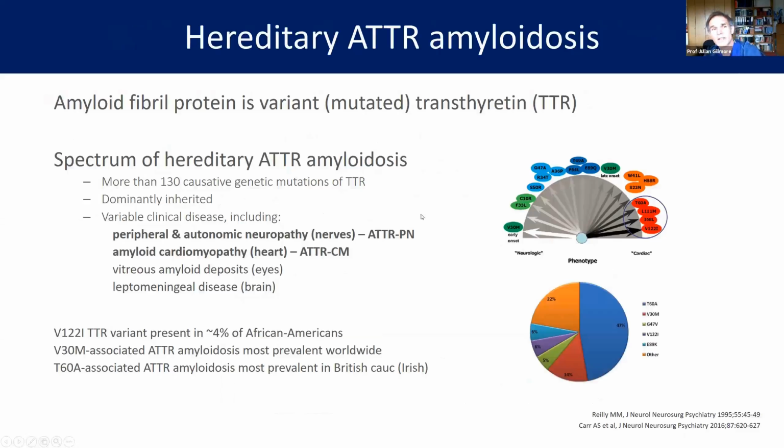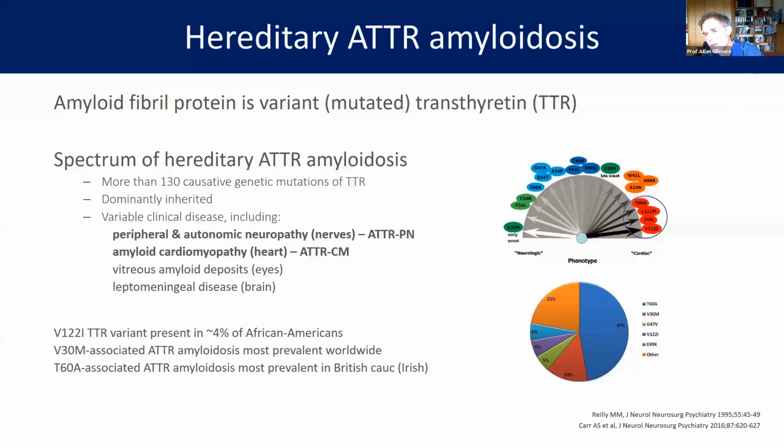Just suffice to say that, as Mary alluded to, there are more than 130 genetic mutations of the TTR gene that can give rise to hereditary ATTR amyloidosis, which, as she talked about, causes both a cardiomyopathy and a peripheral and autonomic neuropathy. So it affects typically both the heart and nerves. And there are different mutations that tend to give more of a neuropathic picture, and other mutations that tend to give more of a cardiomyopathy and little in the way of neuropathy, but there's a lot of overlap.